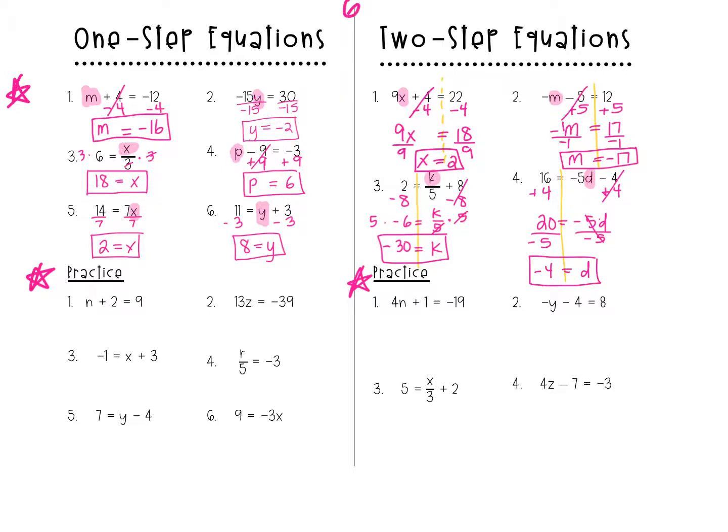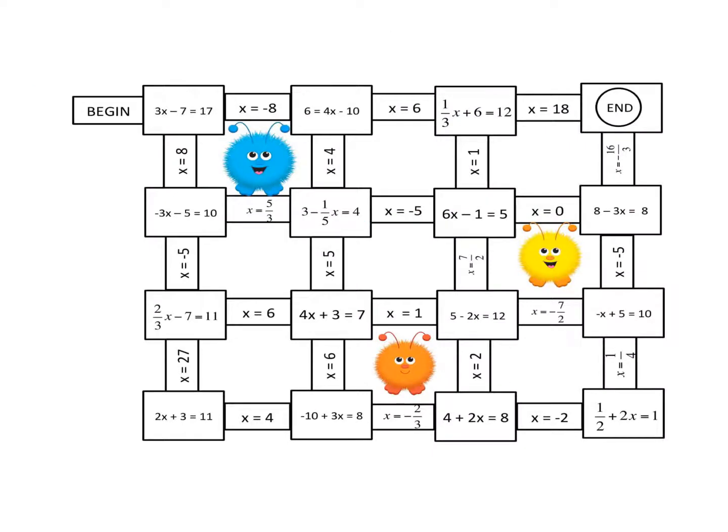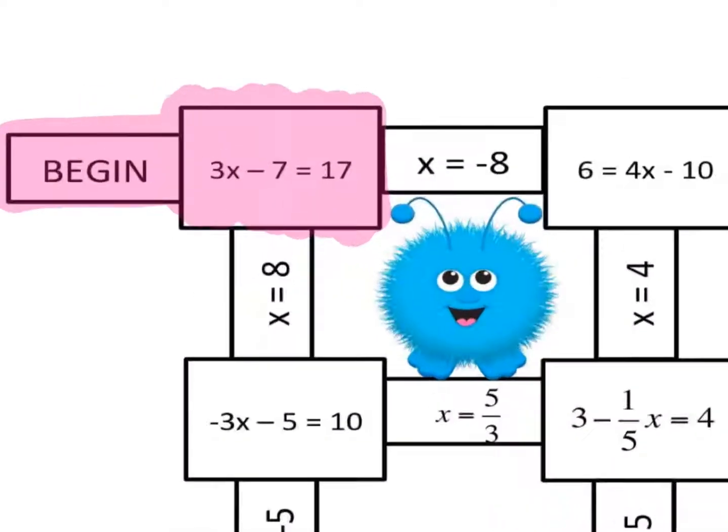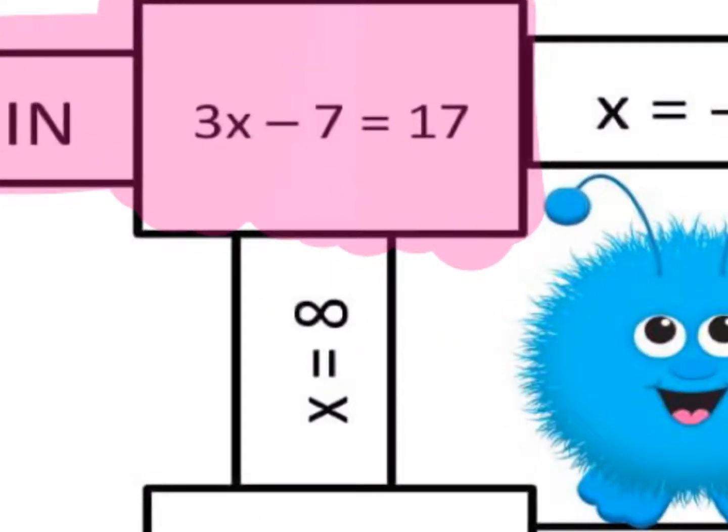Okay, once those problems are done, this is our assignment. It is a maze. You begin where it says begin, so we are going to start here. So starting with this first problem, it is a two-step equation. We're going to figure out what x equals. So I realize on your page you won't have as much space as I do, but just please try your best. 3x minus 7 equals 17. We would add 7 to both sides, which gives me 3x equals 24. Then I would divide by 3, which gives me x equals 8.